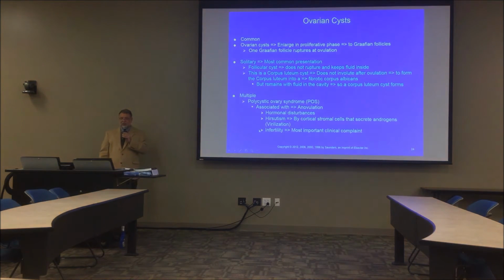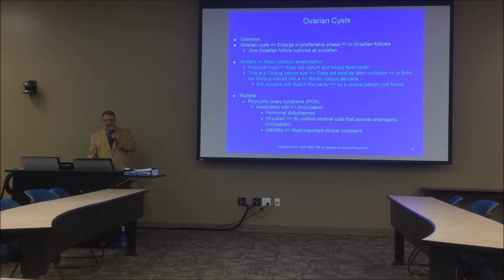The ovarian cyst is a not very common situation, even though it says here common. The truth of the matter is that the ovarian cysts that might happen have to do with ovulation that is ruptured. The solitary type is the most common presentation. There are 2 types, one being the follicular cyst, which, when it doesn't rupture, keeps that fluid inside. That's probably the most common, and the most typical feature is pain.